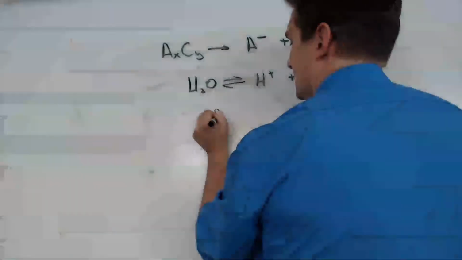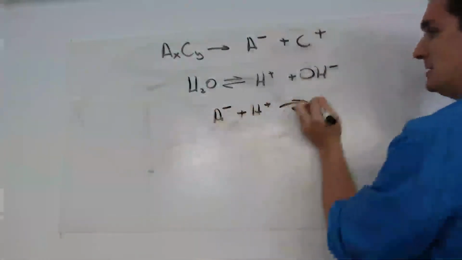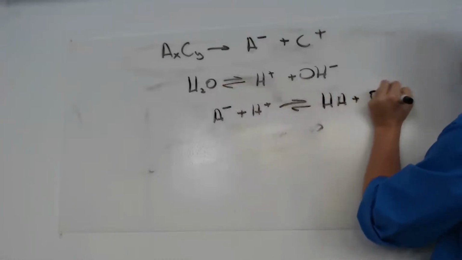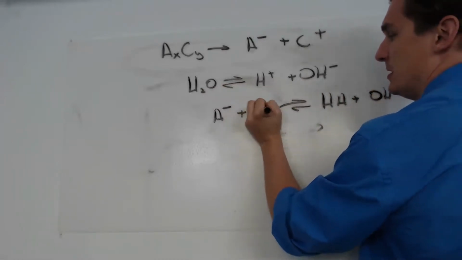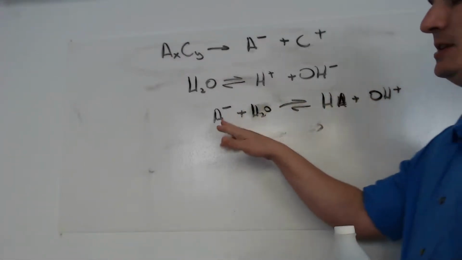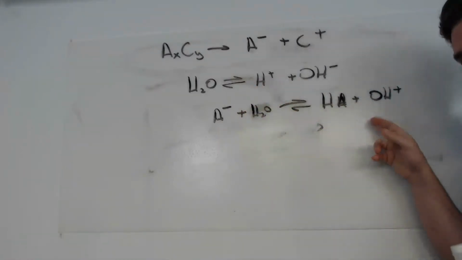There you go. So if the anion is going to react, it's typically going to react with the H plus to give us HA, and what remains of the water is the OH minus. So the way we would write this is that A minus plus water goes back and forth to HA plus OH minus. So if the anion reacts with the water, it's going to take out an H plus and leave us with hydroxide.